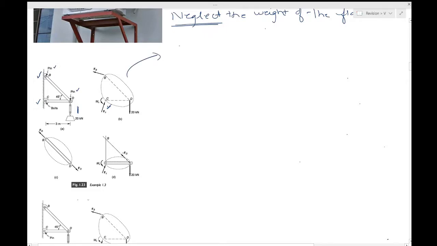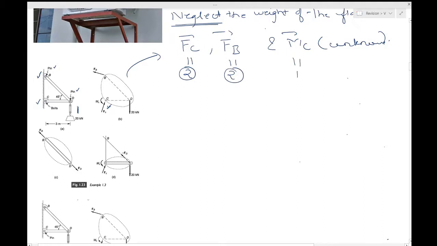So in this one you have Fc, Fb, and Mc, which is unknown. So what are the unknowns in this? Let's see. Fc will have two components, right? In x direction and y direction. Fb will have two components, and Mc will have only one component, which is perpendicular to the plane. So there are in total 5 unknowns.